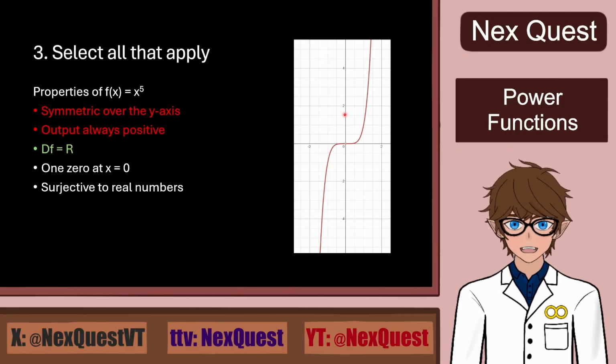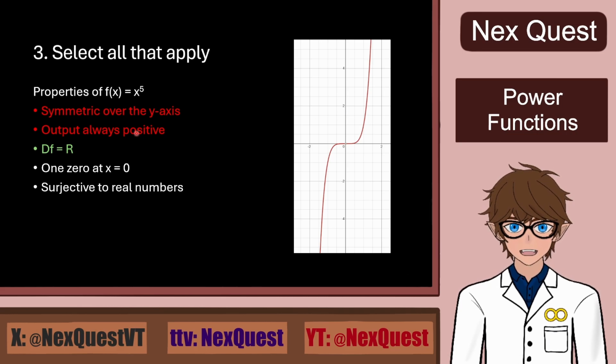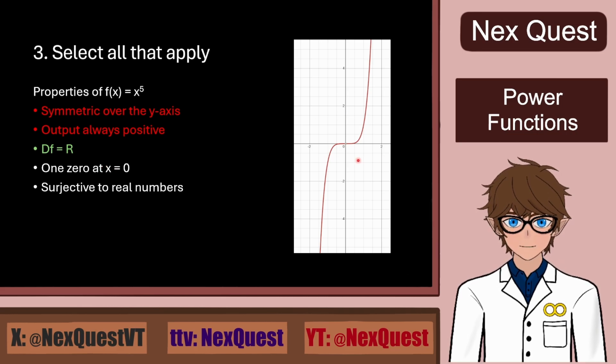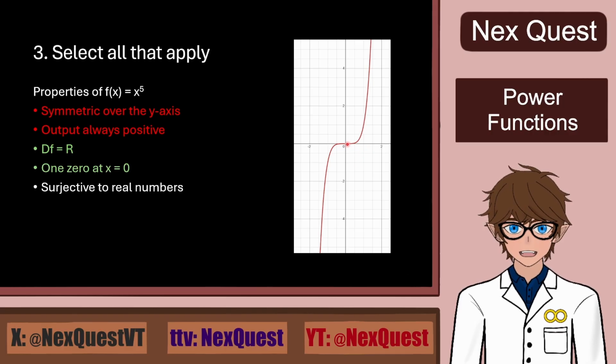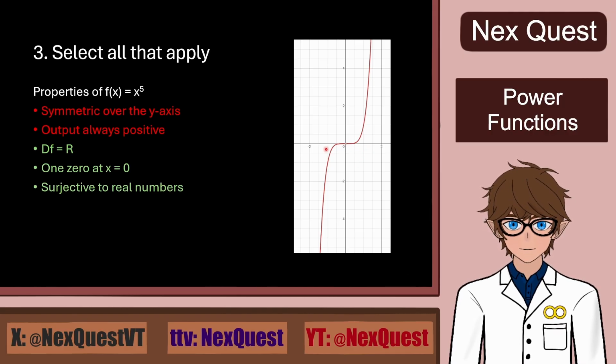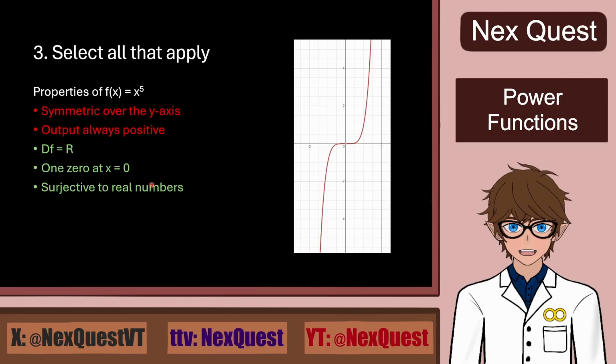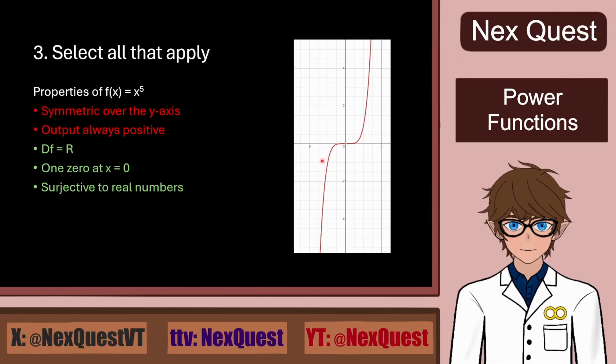Two more to go, and this one states that there is only one zero at x equals 0. And if we look at the graph, we are correct. There is only one intersection with the x-axis. As for the last, since we can get any real number as the y in the function, this function is surjective, giving us the last 3 points correct, the first 2 wrong.